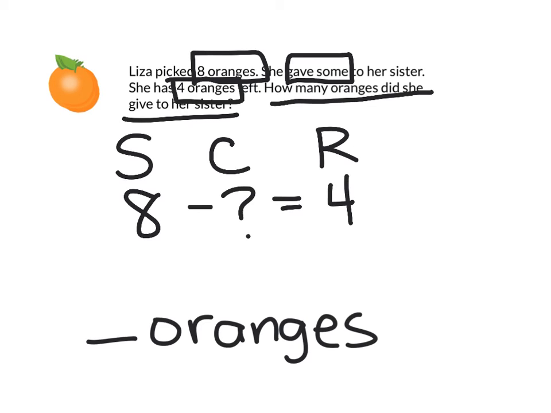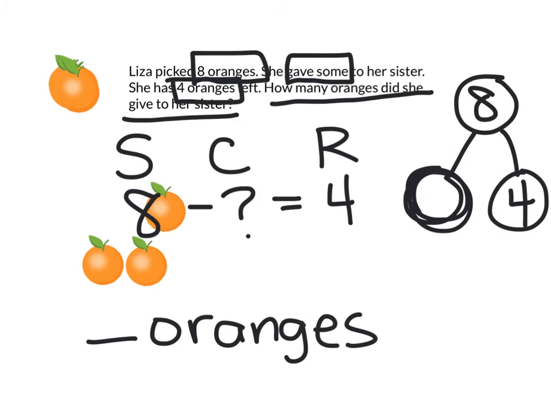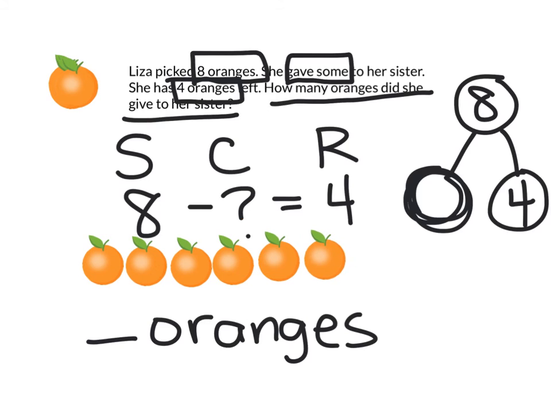So, and this is actually pretty similar to the problem we just did, isn't it? So if I make my number bond, I've got 8 as my whole, because that's how many she started with, and then the sum that she gave away, and the 4 that she has left. So we're trying to figure out right here which part she gave away. So if I get my oranges, 1, 2, 3, 4, 5, 6, 7, 8. Is this what you did? Did you do something like this?